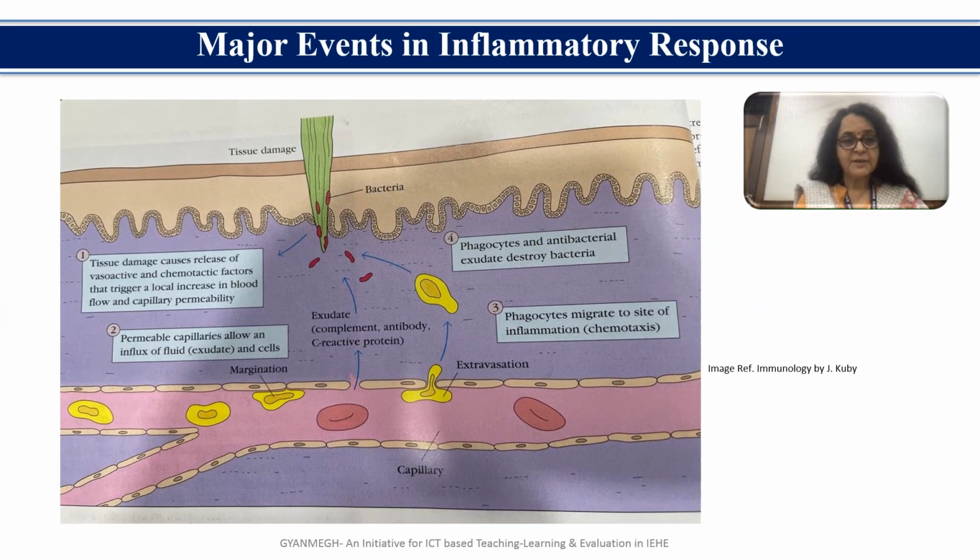These are the major events in inflammatory responses. When bacteria infect the tissue, tissue damage causes a release of vasoactive and chemotactic factors that trigger a local increase in blood flow and capillary permeability. Permeable capillaries allow an influx of fluid and cells, and phagocytes migrate to the site of inflammation, which is called chemotaxis. Phagocytes and antibacterial exudate destroy the bacteria. These are the major events in the inflammatory response.